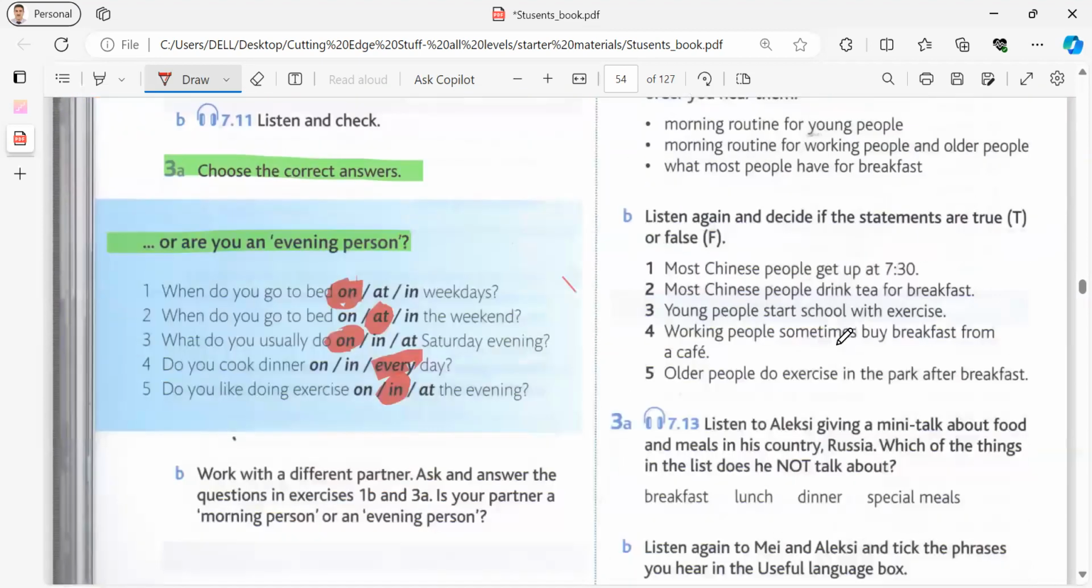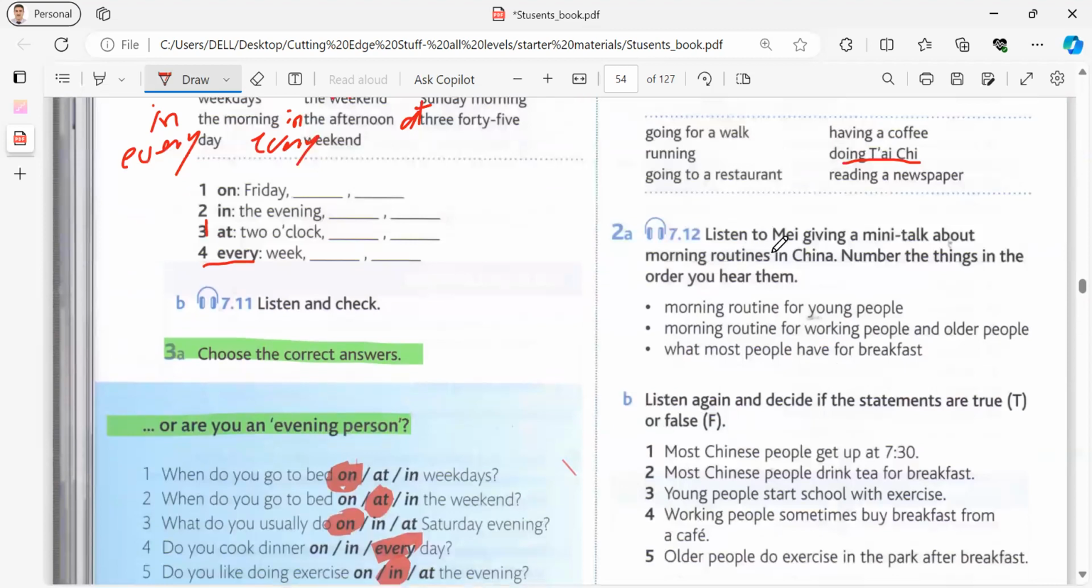Okay? So now what should we do? Listen to me giving a mini talk about morning routines in China. Number the things in the order you hear them. Again, you will listen to a girl called Mei talking about the morning routines in China. What do people do in the morning in China? Let's listen and number them in the order you hear.